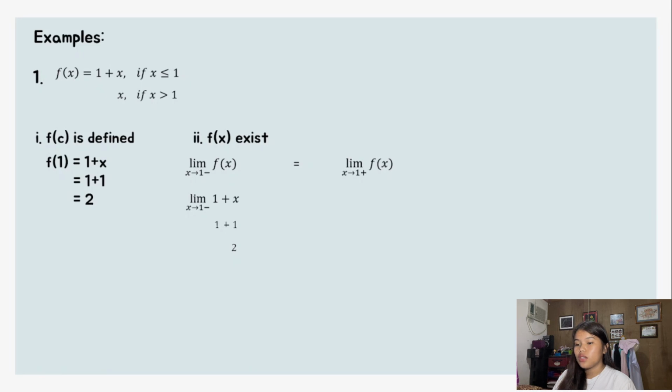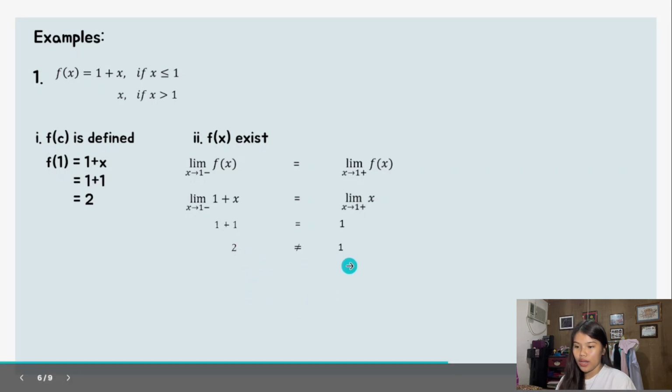Now let us proceed to the right-hand limit. As you can see here, x approaches 1 positive. Which function has x greater than 1? As you can see here, this is x for x greater than 1. So therefore, this is going to be our function, and that will become the limit of x as x approaches 1 positive. Just put the value of x and that will become 1. So therefore, 2 is not equal to 1. As you can see in here, our 2 is not equal to 1.